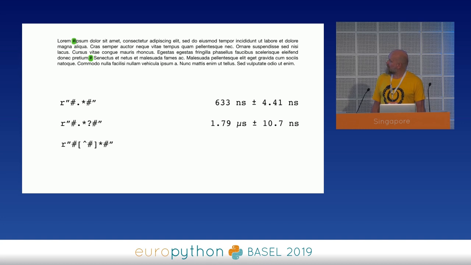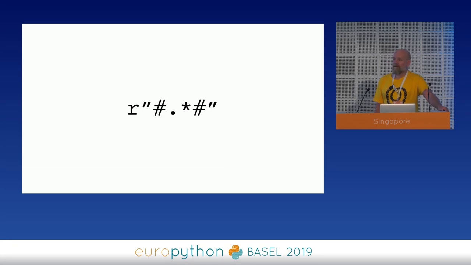So how would that do? Well, 429 nanoseconds. We have a winner. It does not do backtracking. Because when it hits that second hash, it stops and it moves on in the regex, matches the hash, and it's finished. So, one takeaway at least: don't use this, use this.